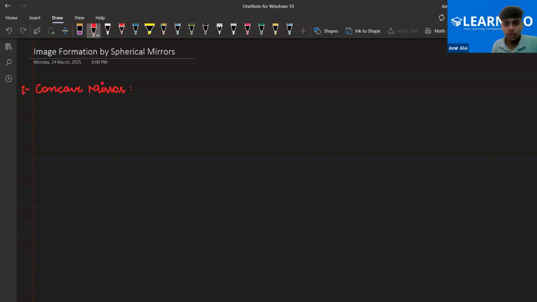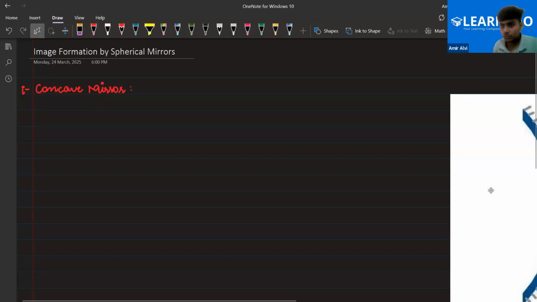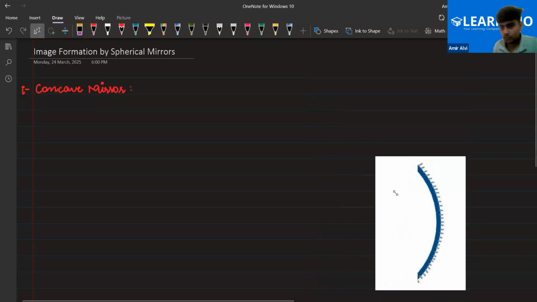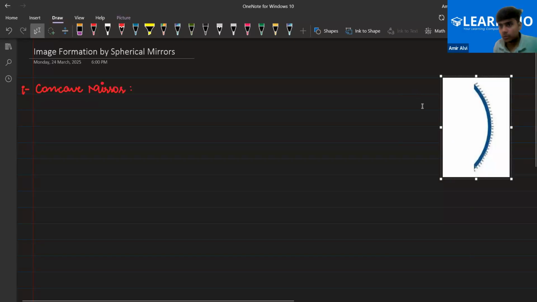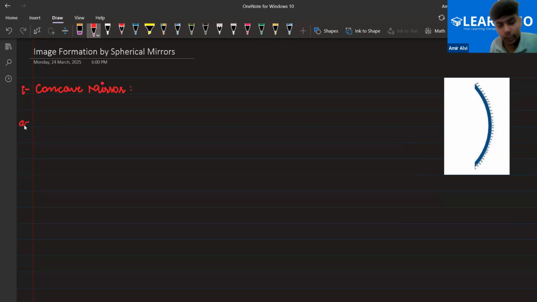Concave mirror. Okay. So if we discuss the concave mirror portion over here, let me paste the type of mirror it is. Yeah. So 3, 6, 7. So this is the mirror. Okay. So let's discuss the properties of concave mirror first of all. Okay, everyone. So concave mirror is basically called a converging mirror as well.